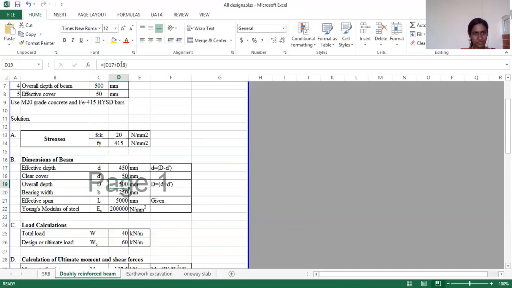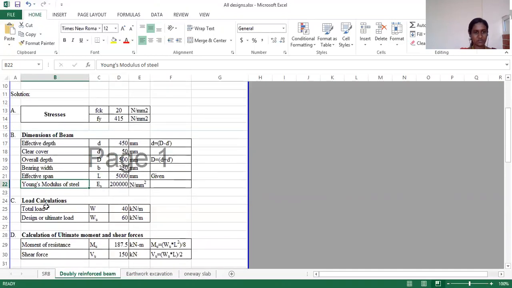Next, the overall depth is given, so just write 500, or else you can even calculate it. You can see it here in the formula bar. And then the breadth, the bearing width, is given as 250, you can write it. Then the effective span L is 5000, it's also given. And Young's modulus of steel, you should know, is 2 into 10 power 5 Newton per mm square. Next, we shall do the load calculation.